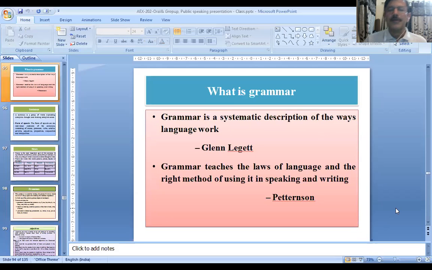So what is grammar? Grammar is a systematic description of the ways language works, as given by Glenn Leggett. Another meaning given by Patterson is that grammar teaches the laws of language and the right method of using it in speaking and writing.